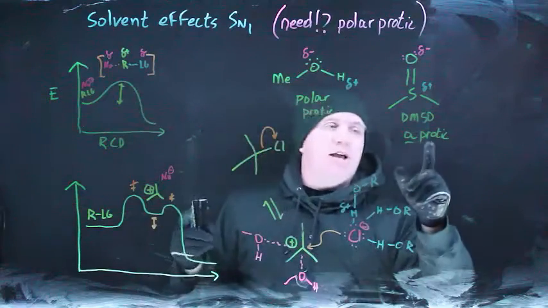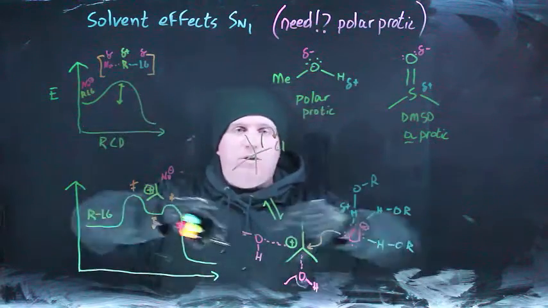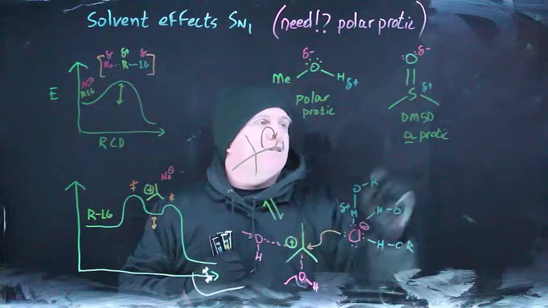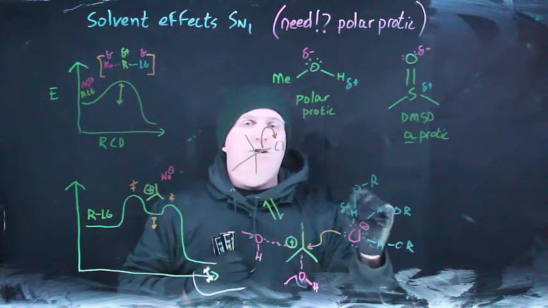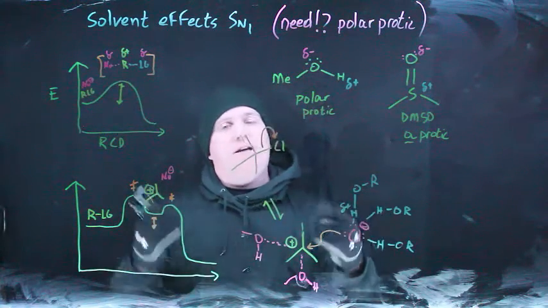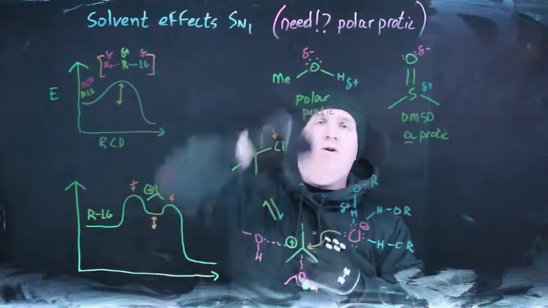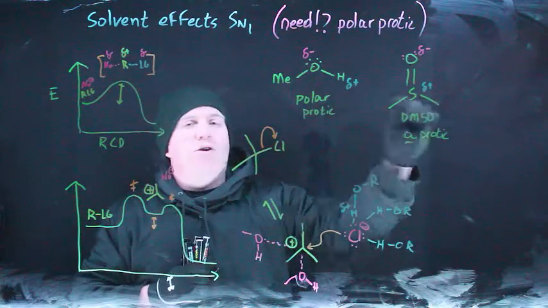In an SN2 case, you are actually not trying to pull anything apart. You're just trying to lower the energy of the system, and something that's not quite as good of a solvent is actually better, is actually desirable. For SN1, polar protic solvents. For SN2, polar aprotic solvents.